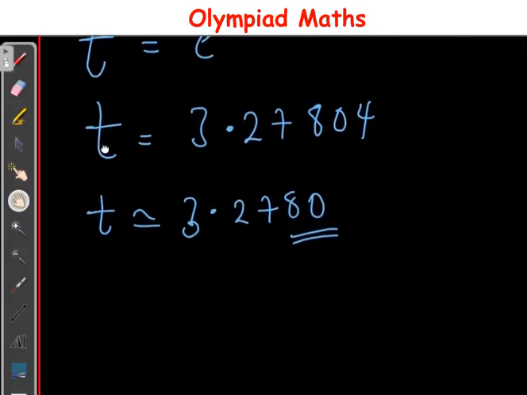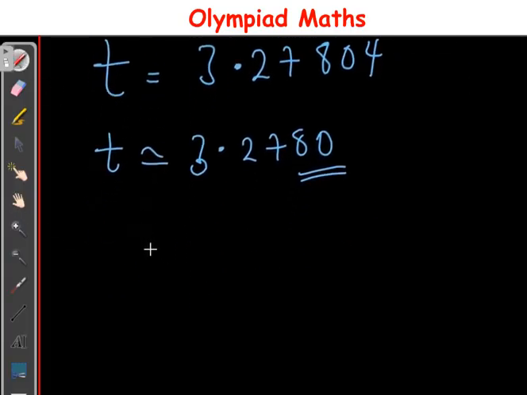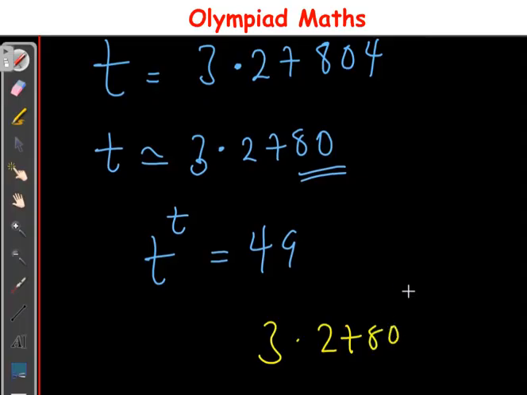Now back to the question. If you raise t raised to power t, which will give us 49, the value of t is this. So therefore, if you raise 3.2780 to 3.2780, you will get the value to be approximately 49. Okay, so with this, we have gotten the value of t that satisfies the given equation.